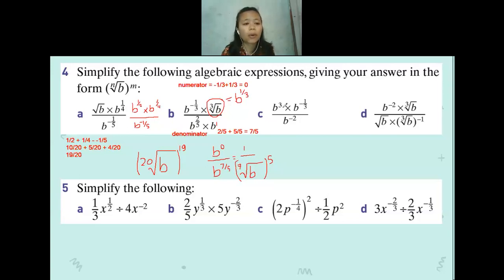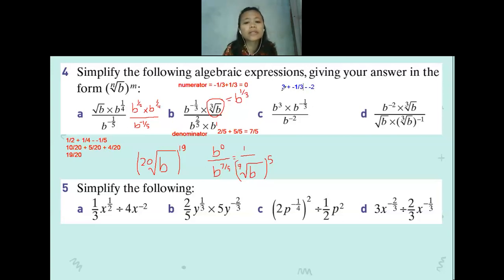For question C, we have b to the power of 3 times b to the power of negative 1 per 3. This is multiplication. When it is a multiplication using indices, we can directly add the powers. So we add 3 and negative 1 per 3. And then it is a division, so we have to subtract it. So minus negative 2 per 3, sorry, typo.